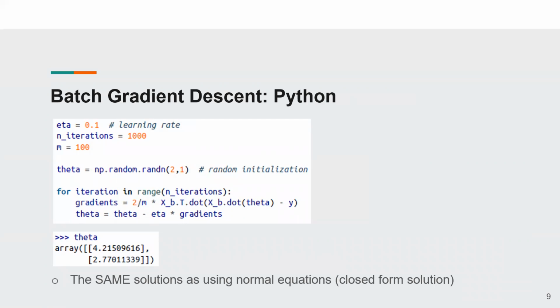Good news is by using gradient descent, you don't need to deal with the matrix inverse. There's a chance that the matrix cannot be inverted, right? So gradient descent is really looking at getting to the theta estimate from a different angle than the SVD algorithm. That's batch gradient descent in Python.